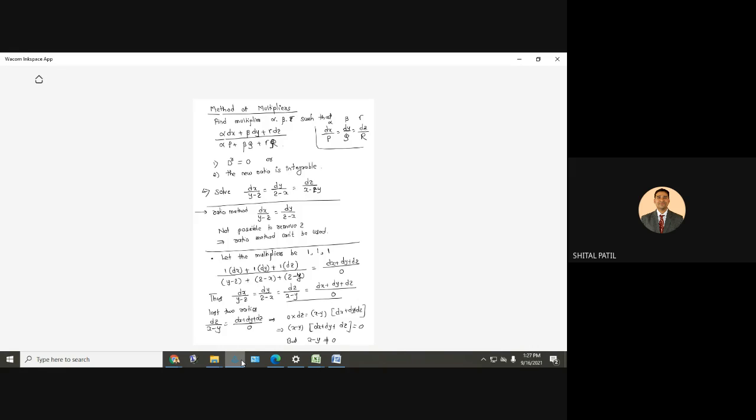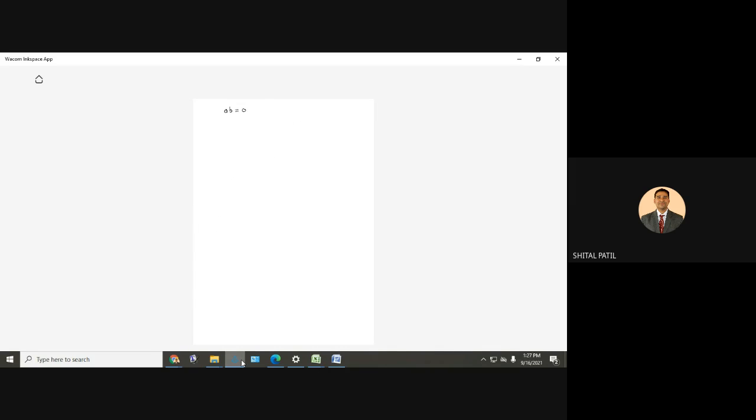Can I change the page? Yes, sir. See, I want to say this. A b equal to 0. इसका मतलब क्या होता है? A equal to 0 और b equal to 0 और दोनों 0 हो सकते हैं. But in previous example, we understood that x minus y, ऐसे है ना? x minus y into dx plus dy plus dz equal to 0 है. So this cannot be equal to 0. So by default, this will be equal to 0. अब हम इंटीग्रेट कर सकते हैं.